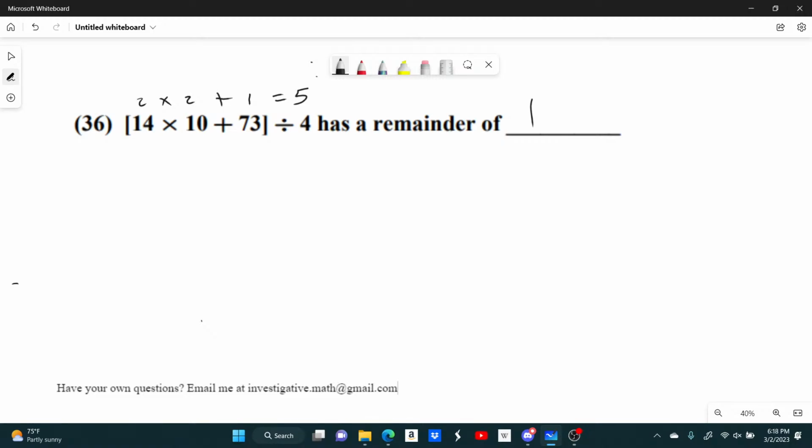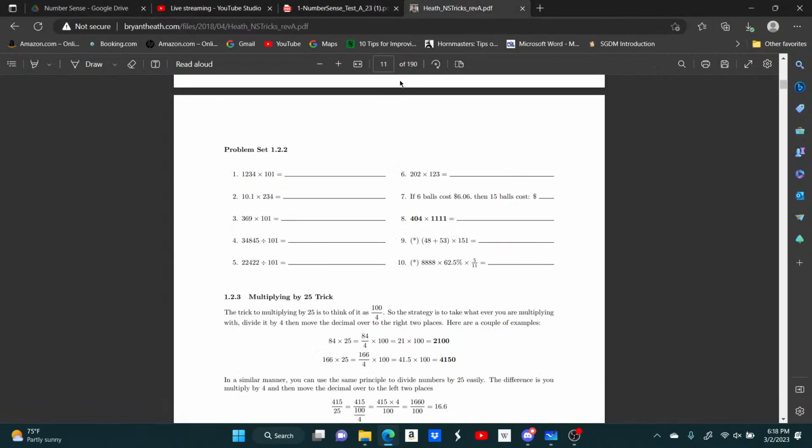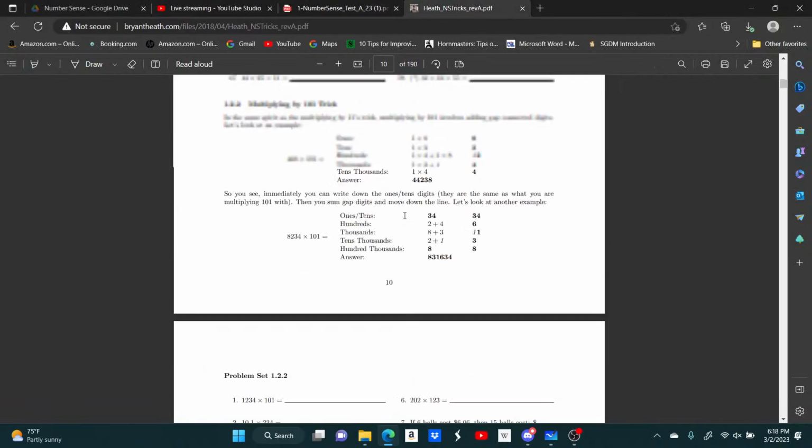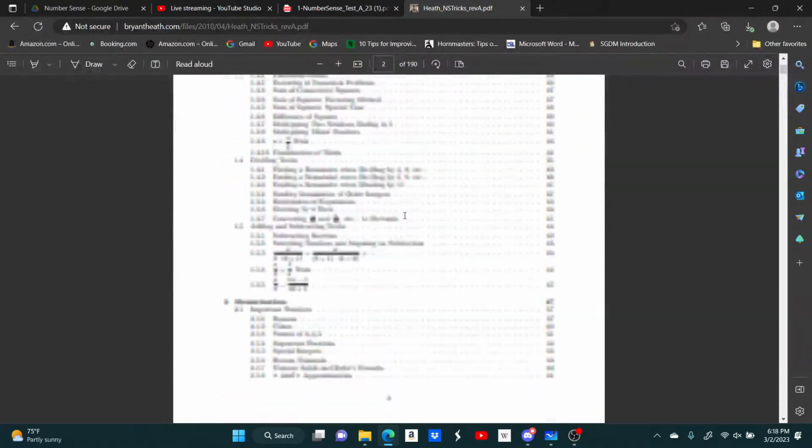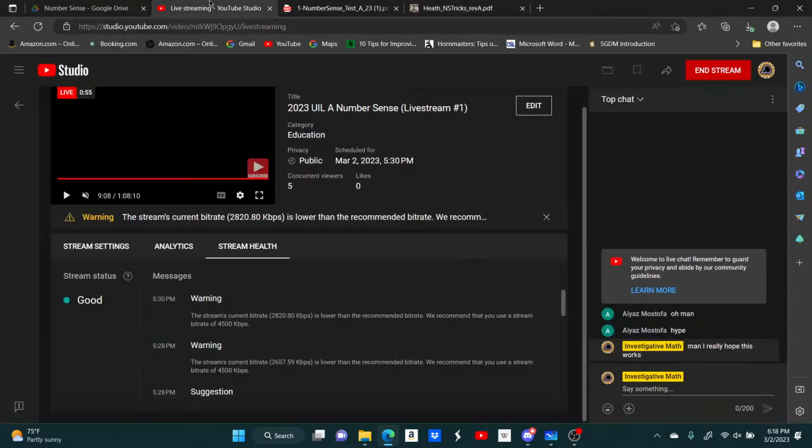The other way you could have done this is you could have said that both 14 and 10 are even, right? They're both multiples of 2. And so multiplying two multiples of 2 together, of course, that's going to be divisible by 4. And so you could have just skipped to the 73 part and said 73 divided by 4 has a remainder of 1. Okay. That's a pretty common thing to see on number sense. And once again, in that little packet, I say little, it's like 200 pages, there's questions about that as well. So you can definitely go and practice. Okay.